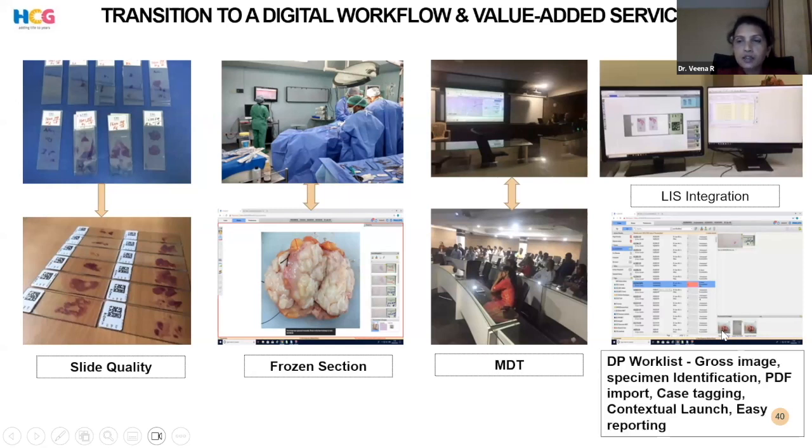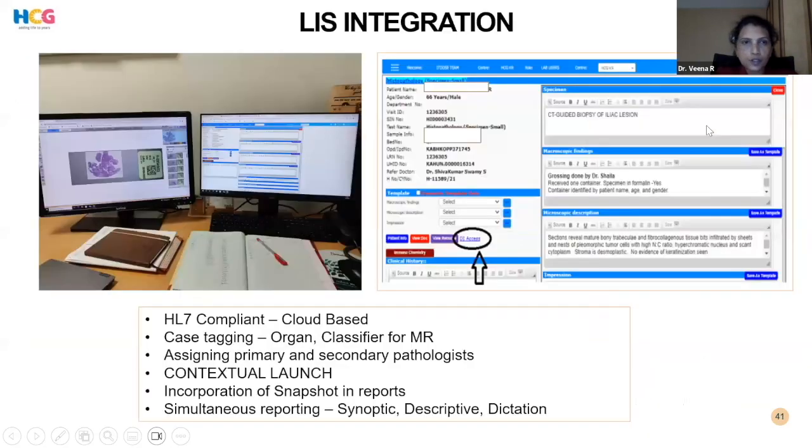You can see here the gross specimen, the test request form, and the images on the screen. And as I can show in the next slide, we have our LIS. So it's very easy to transfer or dictate the reports directly into our LIS.